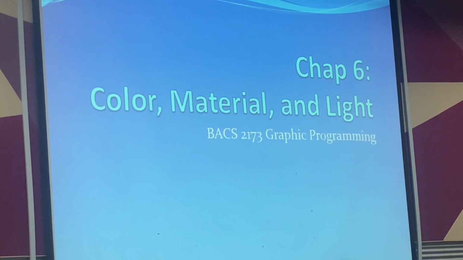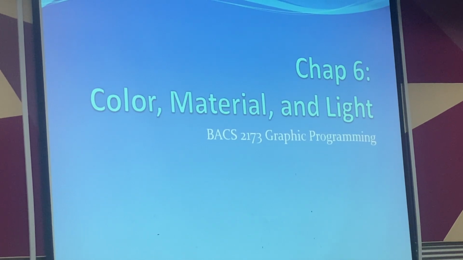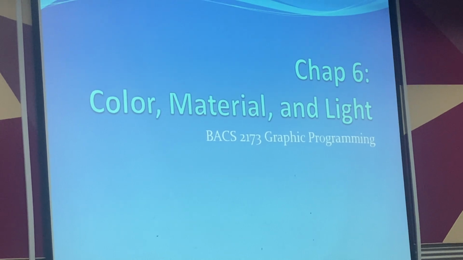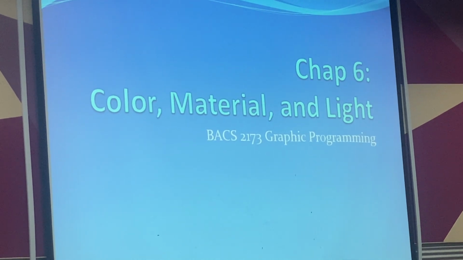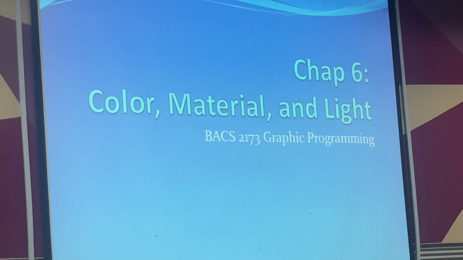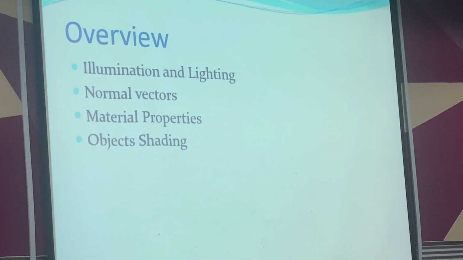Okay, chapter 6, lighting. The first two, color and materials, we actually looked at before when we did geometry primitives. We will go through them again, when we implement lighting, how the lights will affect the colors and the materials. So these are the 4 things that will be covered in chapter 6.